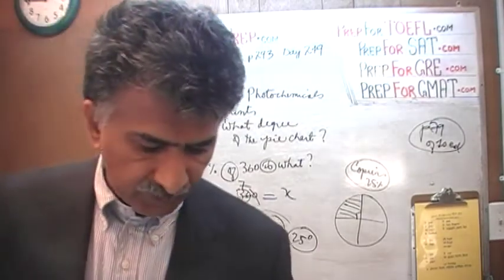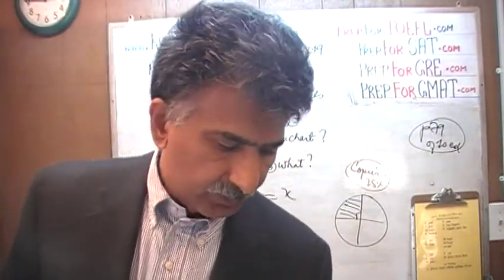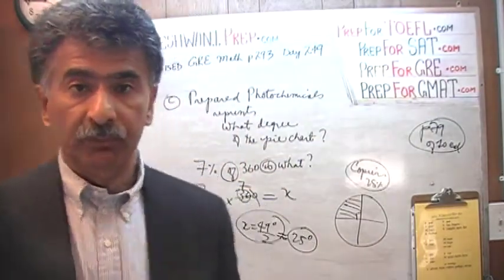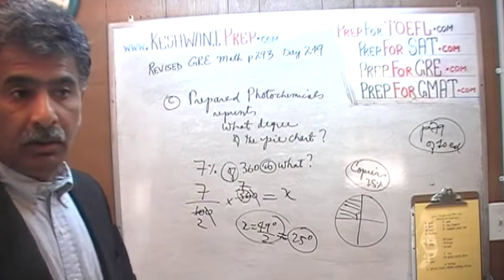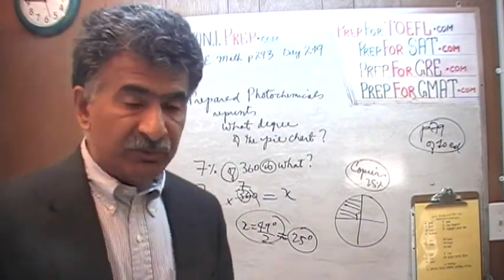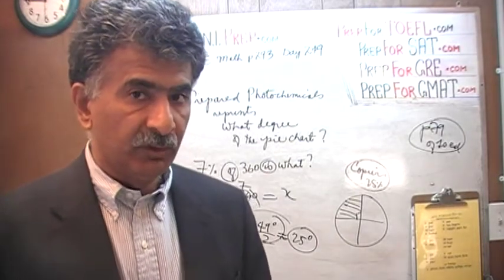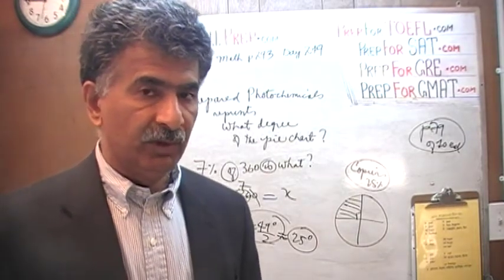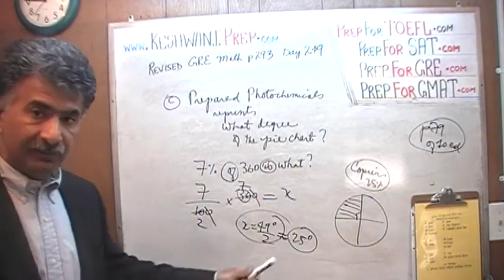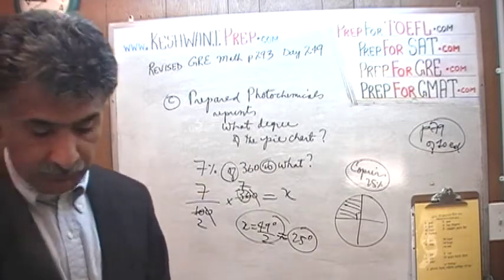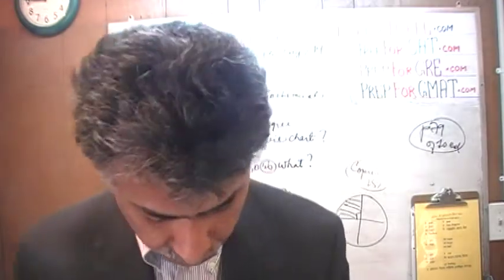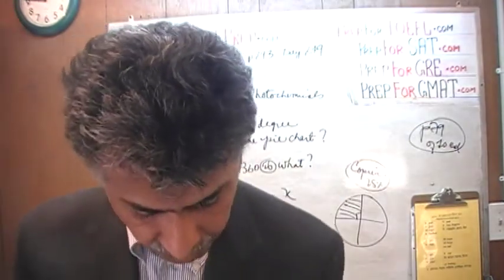Which makes far more sense, because as we already said, the answer is going to be a little bit less than 36 degrees. 36 degrees is 1/10 of a circle, and therefore 10% of the whole circle would have been 36 degrees. This represents 7% of the whole circle. 7% of the whole circle would have to be something less than 36 degrees, and it turns out to be 25 degrees. That was it.